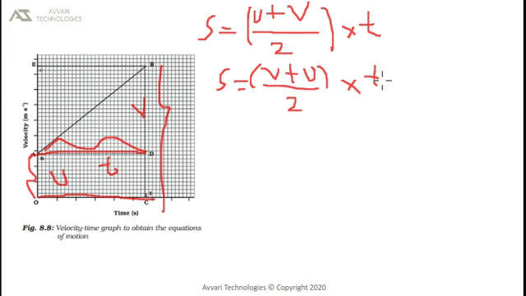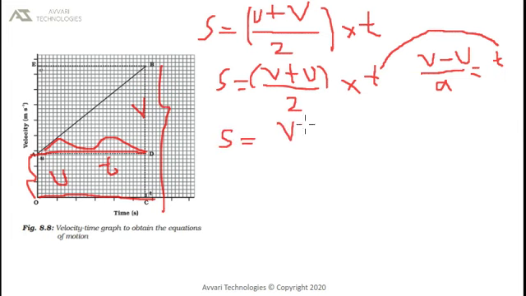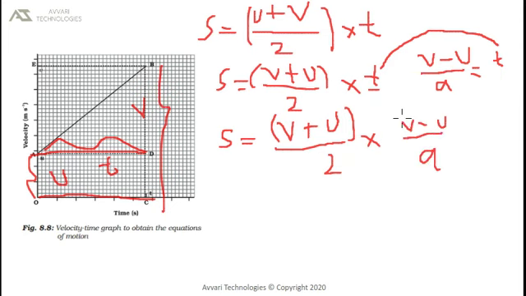We know that T can also be represented as V minus U divided by acceleration A. We saw this proof in previous sections. So we will replace T with V minus U divided by A. So the total distance traveled S is equal to V plus U divided by 2, where we are replacing T with V minus U divided by A, times V plus U.